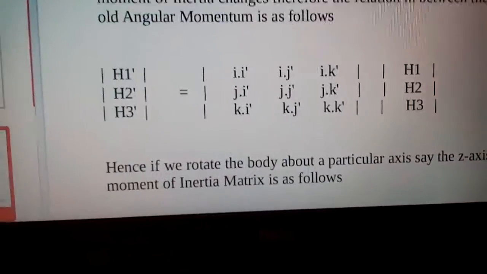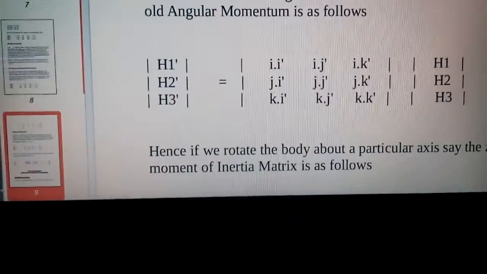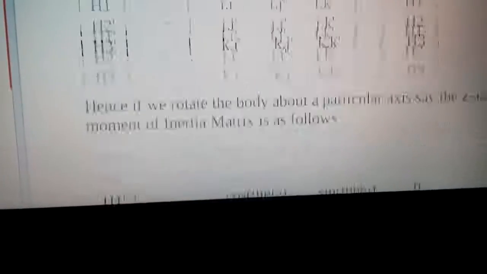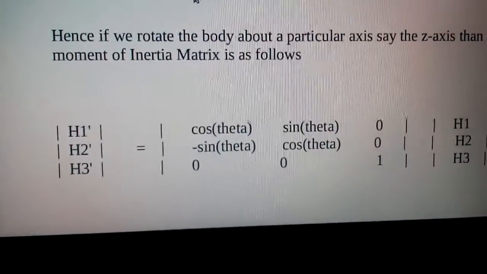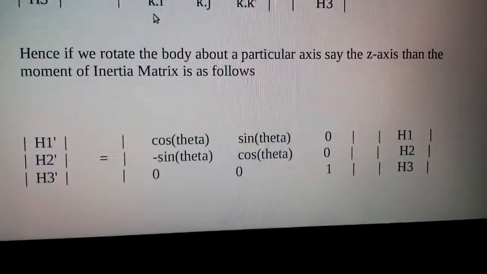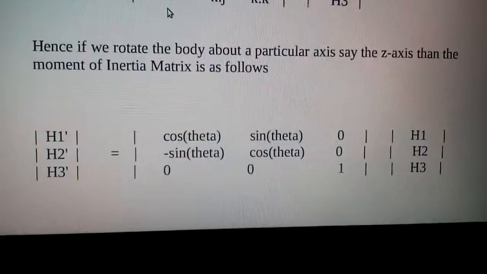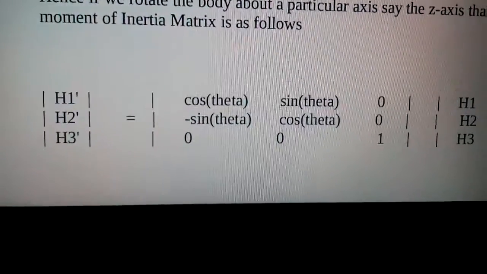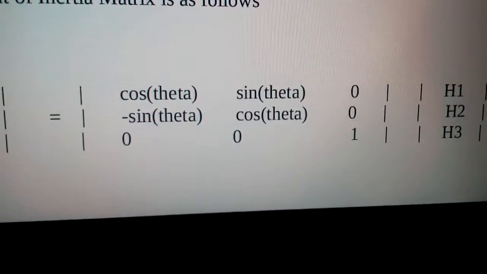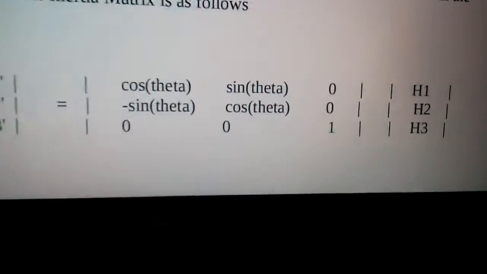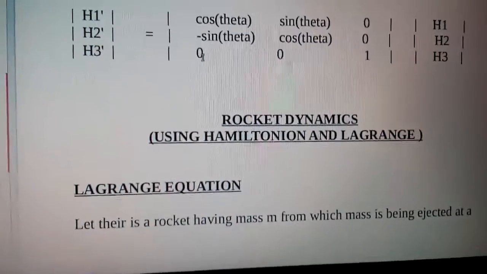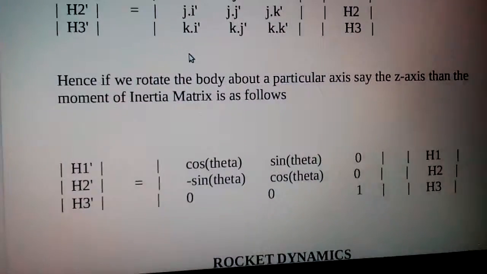Now if we multiply the old moment of inertia matrix with this matrix, then we will get the new moment of inertia matrix. An example of this is the rotation about the z-axis. That is, if we rotate the body about the z-axis, the multiplication matrix which we have to multiply with the old matrix will be cos theta, sin theta, 0; minus sin theta, cos theta, 0; 0, 0, 1. Now this is all about the moment of inertia matrix.